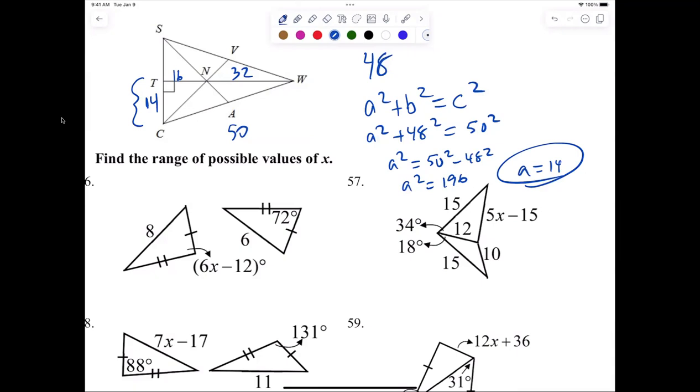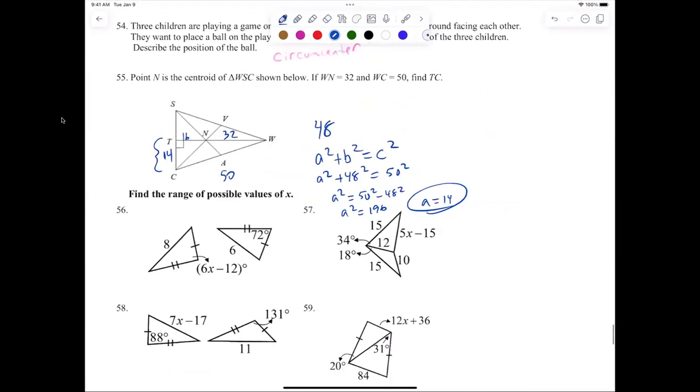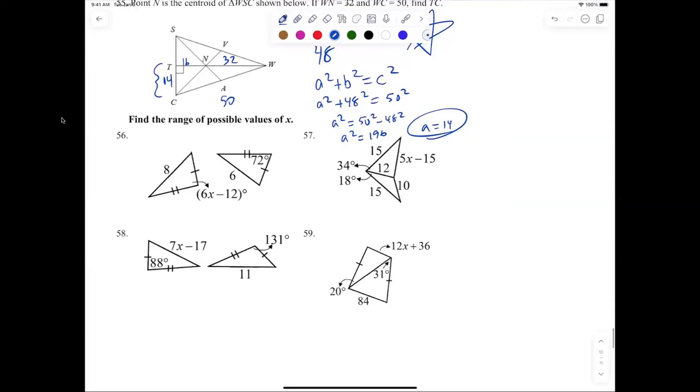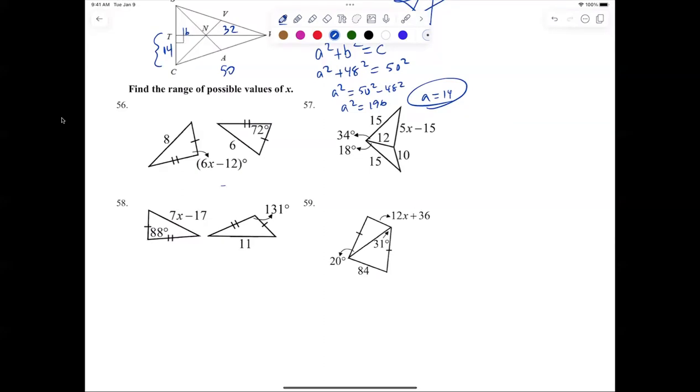Yeah, you're right. Cool beans. All right, so that was kind of tricky just because you had to remember A squared plus B squared equals C squared. Look that over. All right, the range of possible values here. Okay, so this one I think is important. So let's look at this real quick.